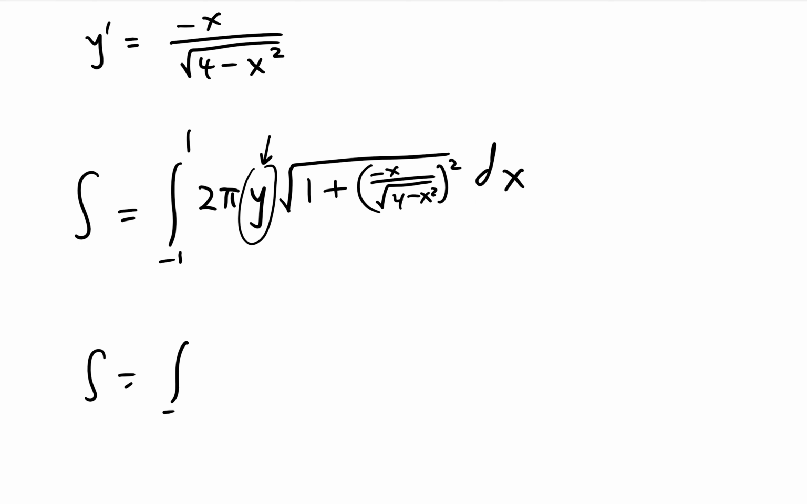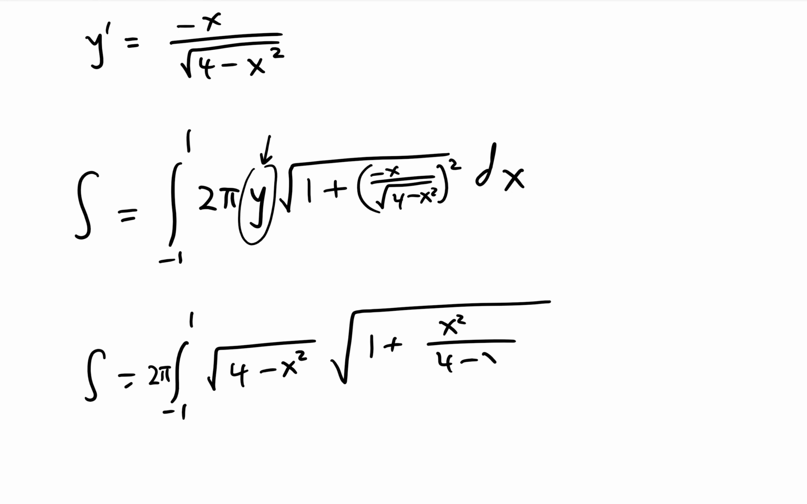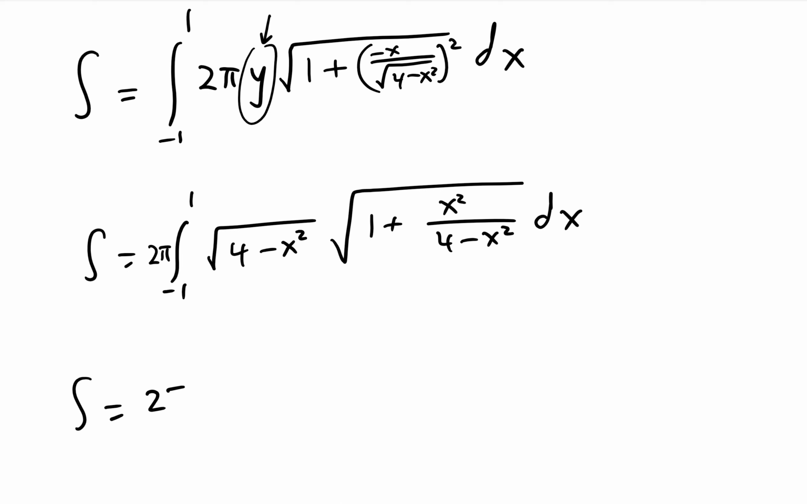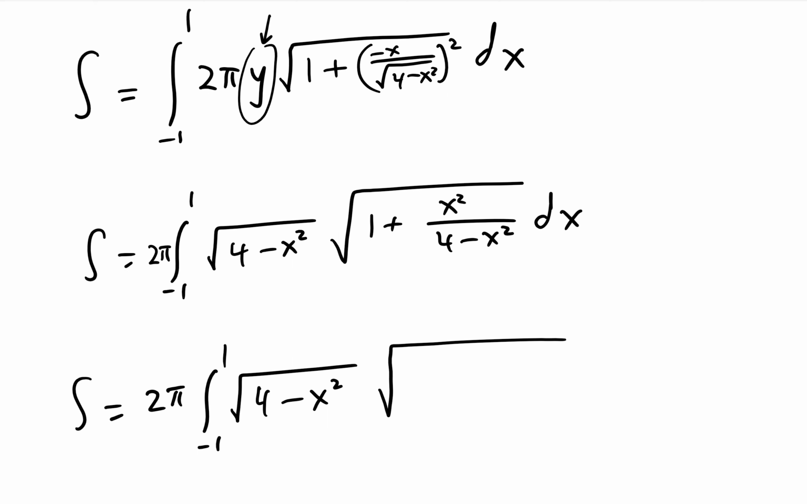So s would be the integral -1 to 1, take the 2 pi out. The given function was square root of 4 minus x squared. And here we have square root of 1 plus x squared over 4 minus x squared dx. S equals 2 pi integral -1 to 1. Here we can combine the two fractions. The 4 minus x squared cancels the x squared on the top. That will give me this dx if you combine the fractions.